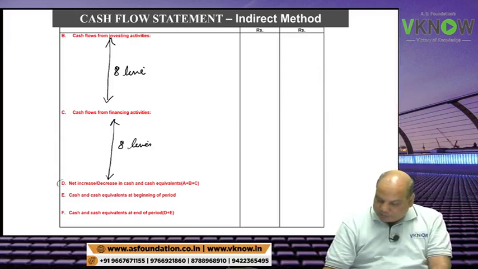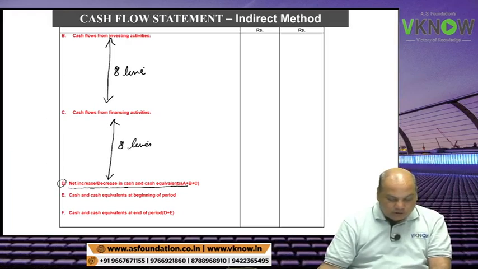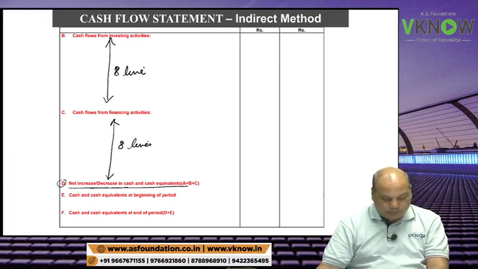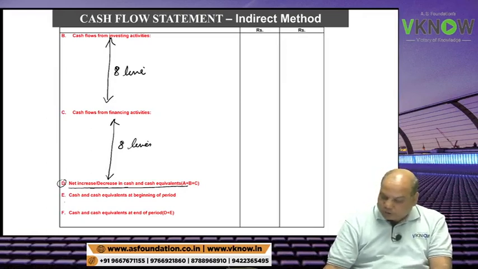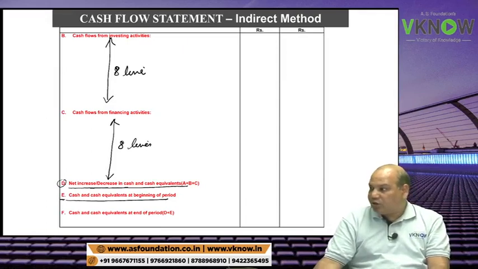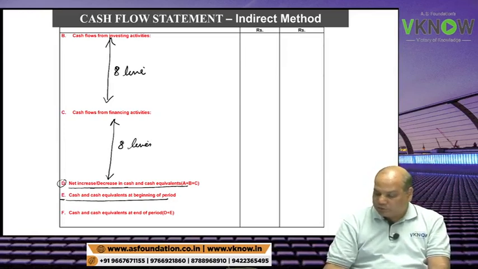Point number D, net increase or decrease in cash and cash equivalent. Point number E, cash and cash equivalent at the beginning of the year.